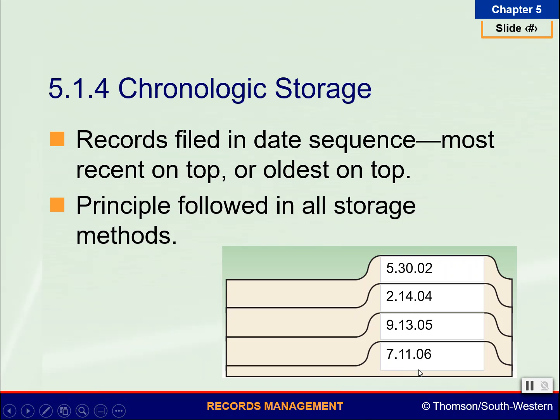So the latest one is July 11, 2006, and the second will be September 13, 2005, and the next one is February 14, 2004, and this one is the oldest one, May 13, 2002. So this is what we call chronologic storage. Records are filed in date sequence. For example, the latest is on the top and the oldest is the last one.